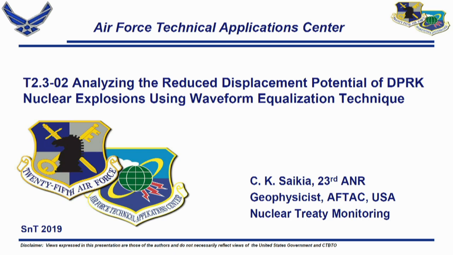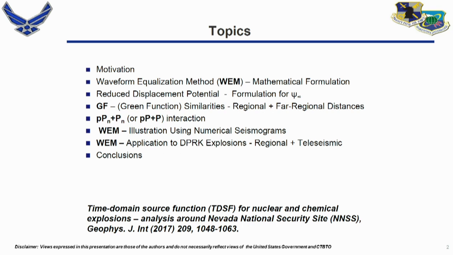Topics that I'll be discussing today will be the motivation, then a little bit about the method, then how I formulate the reduced displacement potential, particularly the formulation for psi infinity. Then I'll talk about the Green's function similarities in the data at regional and para-regional distances. And I'm going into a topic which will be a little tough to explain, but I'll try. This is little p, big P, PN, or little p, big P interactions, which is connected to depth estimation of the event.